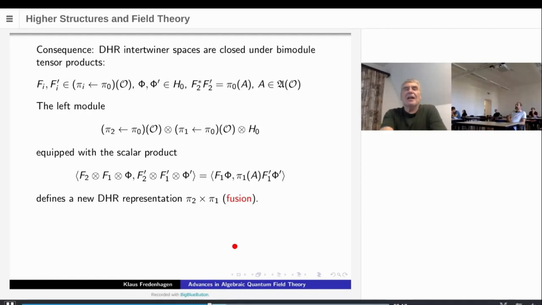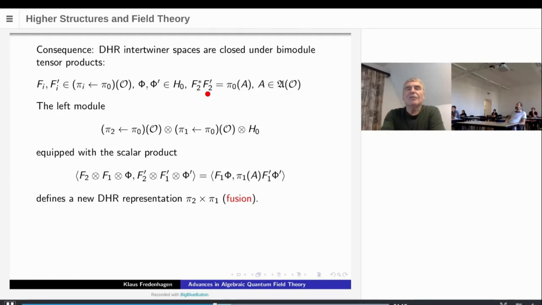So for the DHR theory, crucial is that this consequence of Haag duality is that these intertwiner spaces are closed under tensor products. As I mentioned, these intertwiner spaces are bimodules, and of course I can form tensor products of bimodules. But what is not clear is that the tensor product of two such bimodules is again an intertwiner space for DHR representations. But due to Haag duality, this is the case. And I explain this here. So let F_i be intertwiners from the vacuum representation to the representation pi_i. Take two vectors, phi and phi prime, in the vacuum Hilbert space.